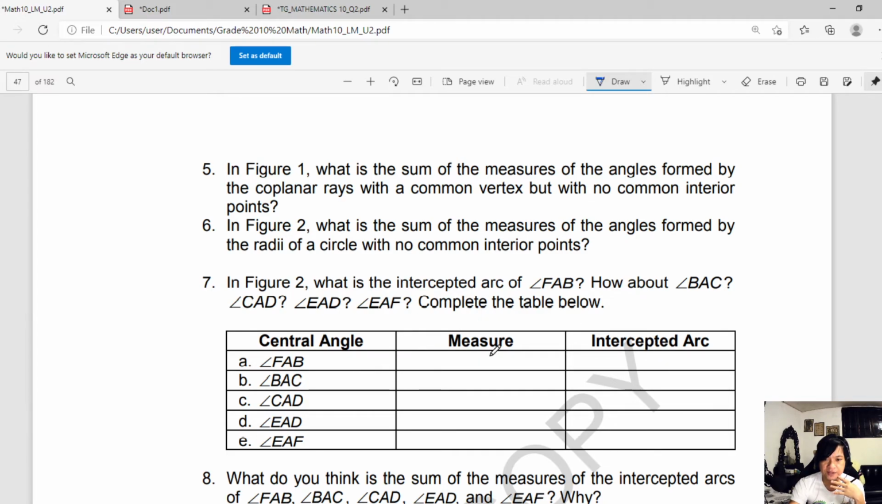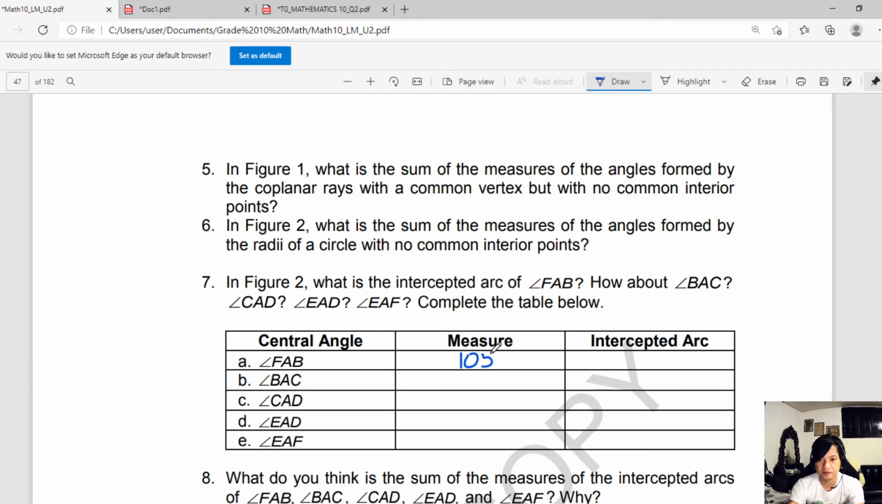FAB, yung kanina, the measure is 105 degrees. This is 75 degrees. This is 60 degrees. This is 90 degrees. And this is 30 degrees.